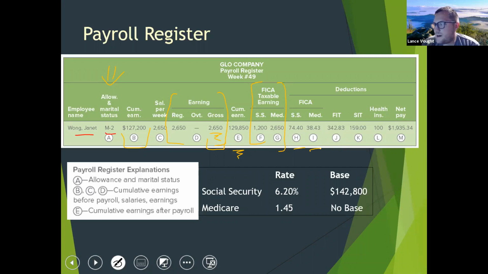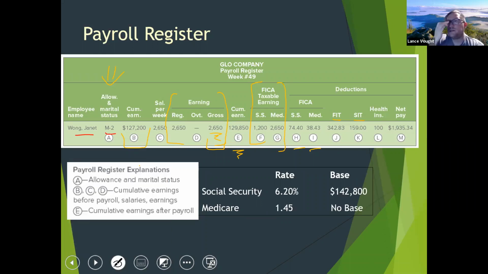But that's not all you pay out in taxes. FIT here is your federal income tax. SIT is your state income tax. So if you're living in Texas, Washington, Wyoming, and a few other states, which of those would be zero? It would be your state income tax. I previously came from a state where there was no state income tax, so that number would be zero in a state with no state income tax.